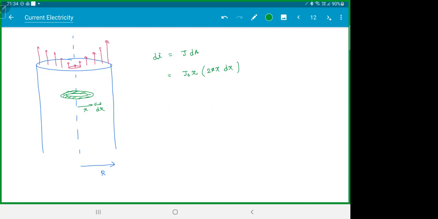Isn't it? That ring ka area, na? dA is the area of that ring. So you're taking a ring of radius x and thickness dx. So the total current will be 2 pi J naught integral x square dx, which goes from 0 to R, which is 2 pi J naught R cube by 3. Check. Clear? Easy?